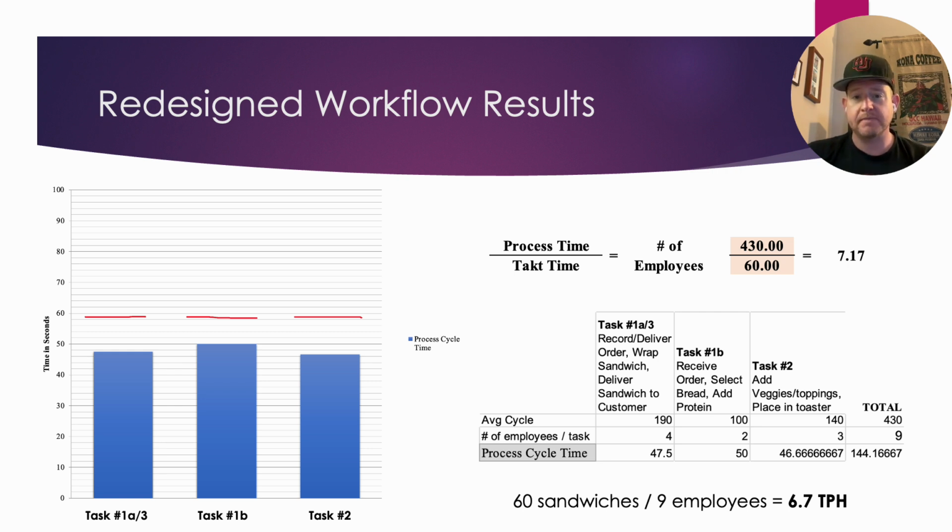At 9 employees total, I'm not quite there yet, but I have so far at least eliminated 3 compared to our original setup. Our new TPH is 6.7, a solid improvement over the original 5.